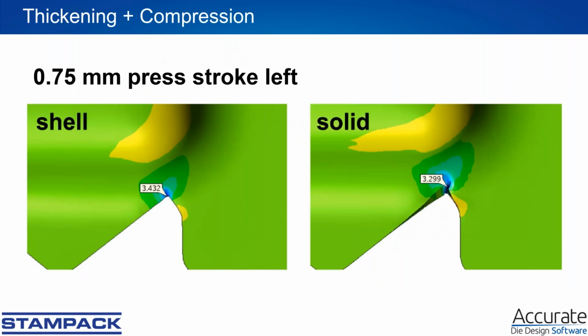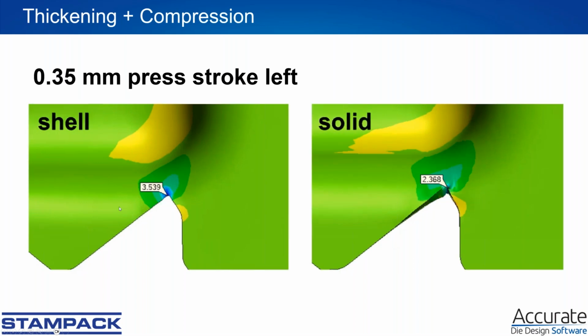0.75 millimeter before the press closes, you see shell and solid have comparable results. Yeah, so the sheet is quite thick here, very locally, but now the press comes down, and then you see 0.35 millimeter before the press closes.